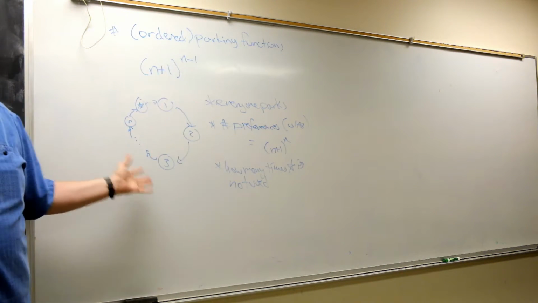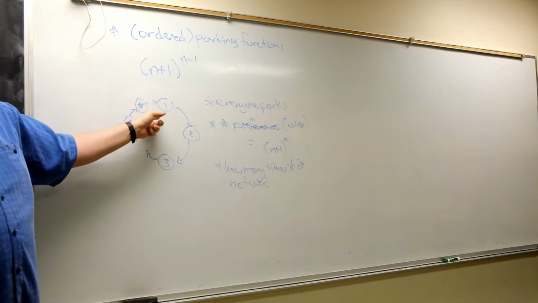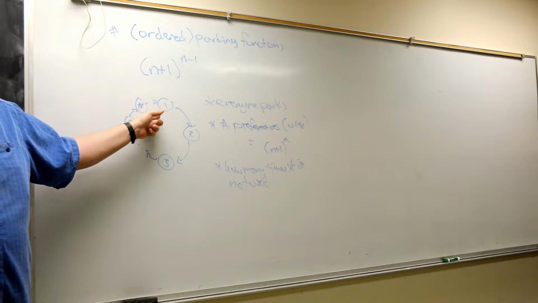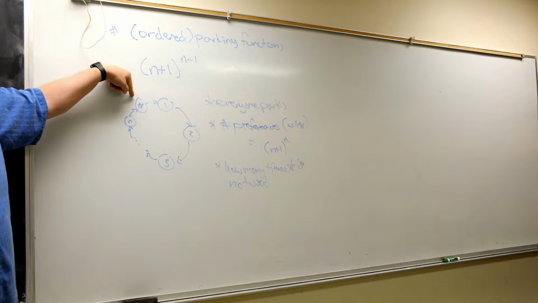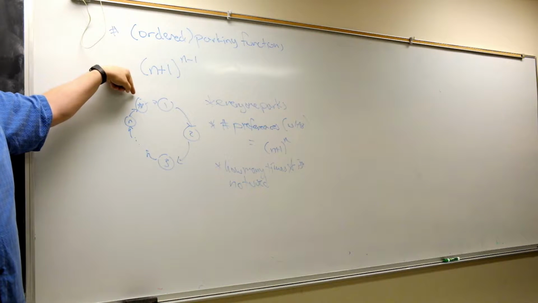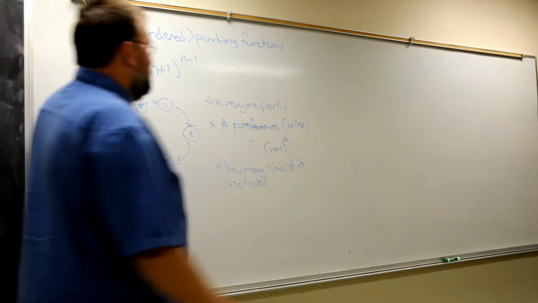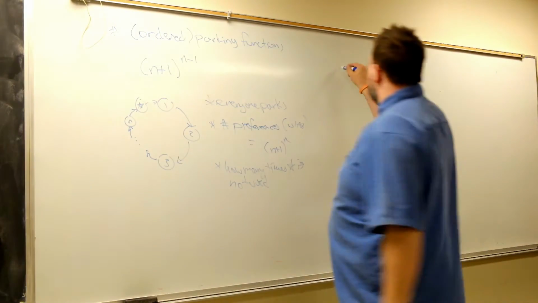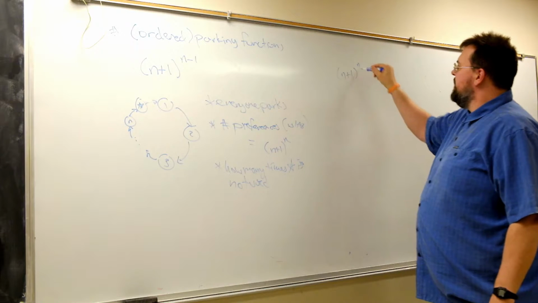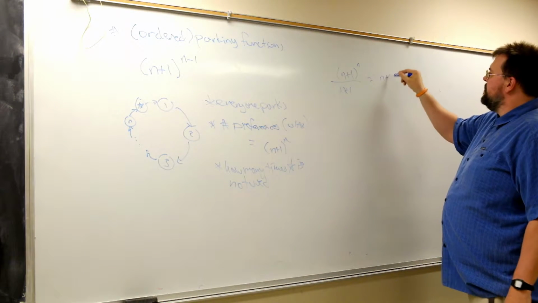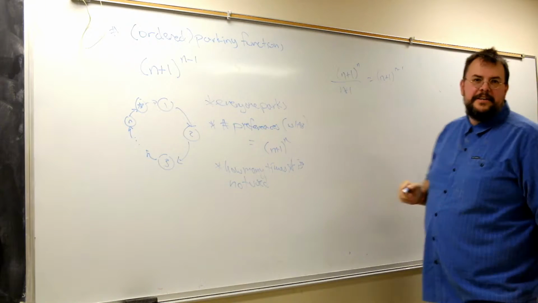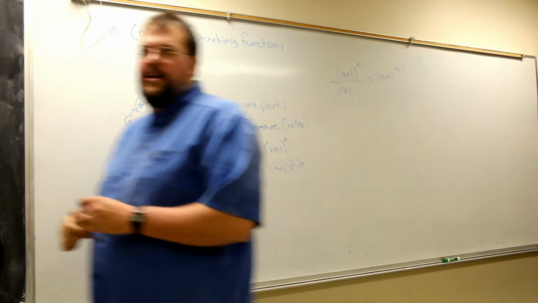This is symmetrical. So this spot is as likely to not be used as any other spot. So what's the probability that we don't use that spot? 1 over n plus 1. There are n plus 1 spots, so the probability that we don't use any one particular spot is 1 over n plus 1. And therefore, we take the total number of these preferences, n plus 1 to the n, and divide it by n plus 1, and we get n plus 1 to the n minus 1. That's the number of parking functions that there are.